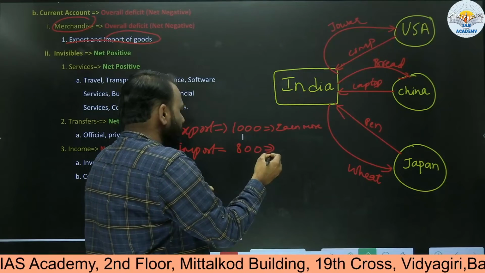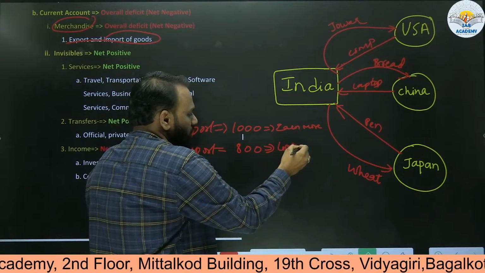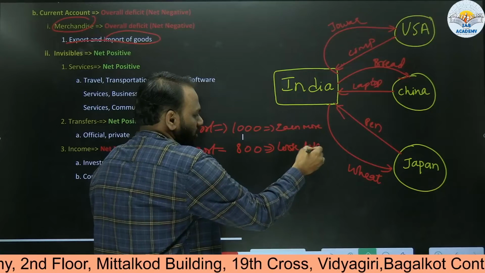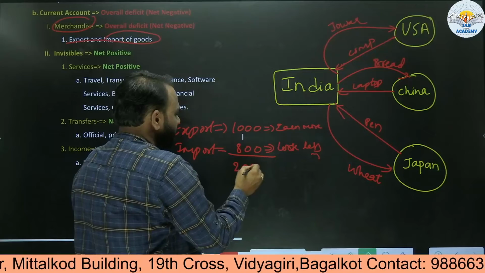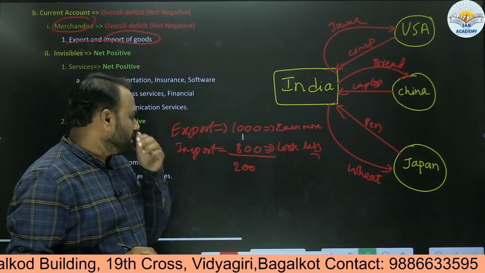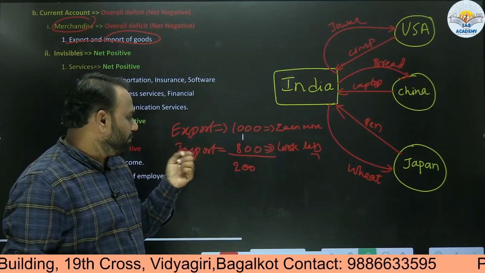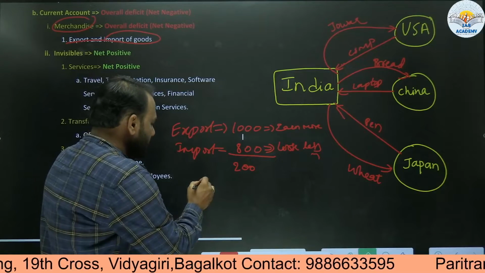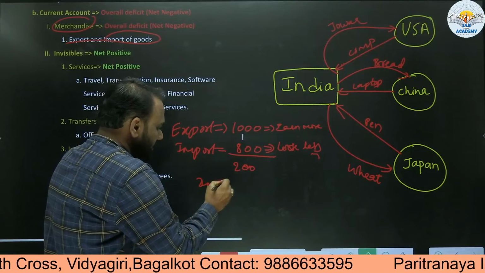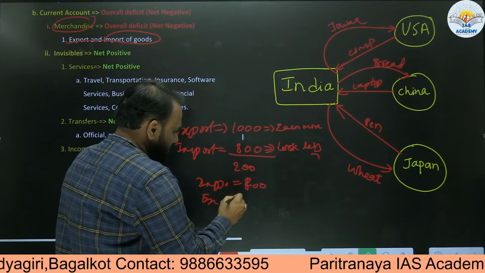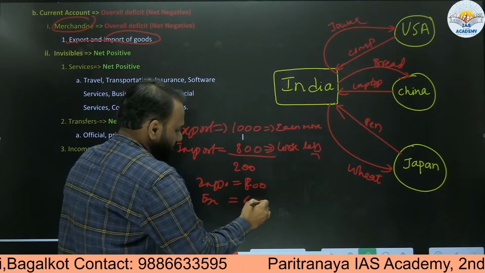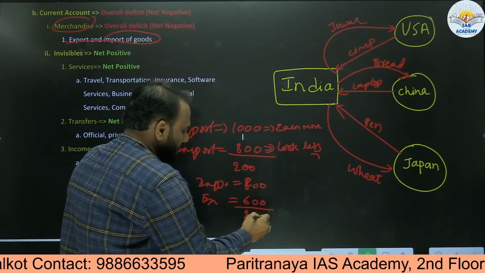Okay. So here import, so lose money, lose less money. So here we have what? 200. This is surplus. Export more and import less. But the reverse, import is more of 800 and export is less, let us assume of 600. And here it is 200 deficit.